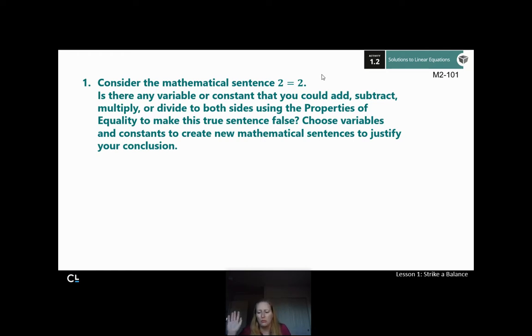Take a few moments here, choose some variables, maybe some constants, so you can add on some x's or multiply by some 5s, whatever you want to do. Create a few new mathematical sentences to prove your decision. Can you make this true statement false using our properties of equality? Come up with some new equations and see what you can do with it. Go ahead and hit pause, play with that, and then hit play when you're ready to check your stuff.